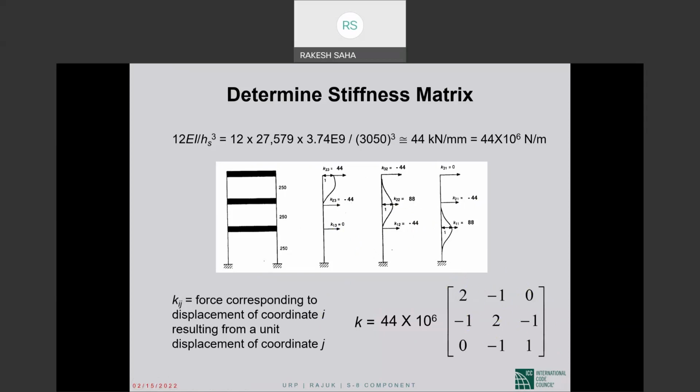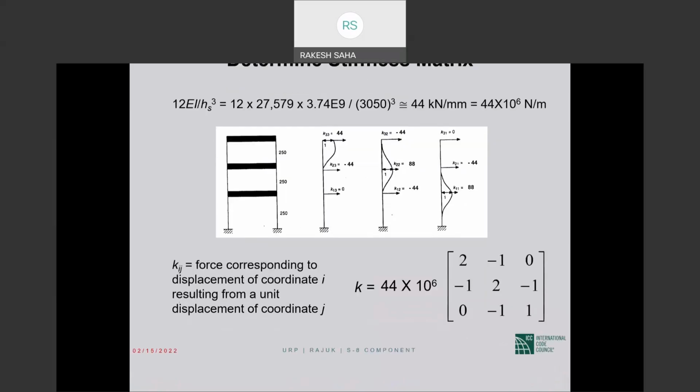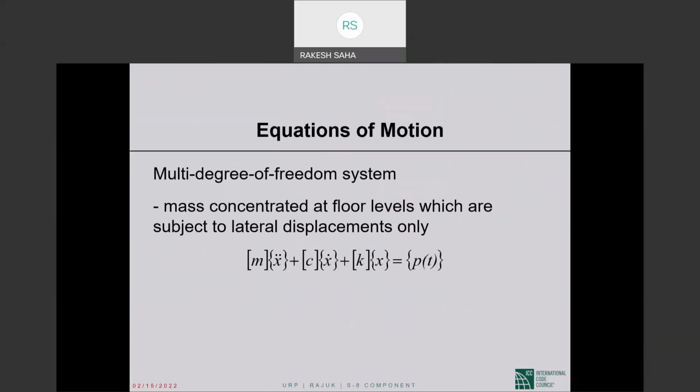Here it looks simple, only translation, only 3 numbers. But if you imagine 3 degrees of freedom per floor and 40 different floors and complicated configuration, assembling the stiffness matrix is a huge undertaking. Okay. Then equations of motion of multi-degree of freedom systems.